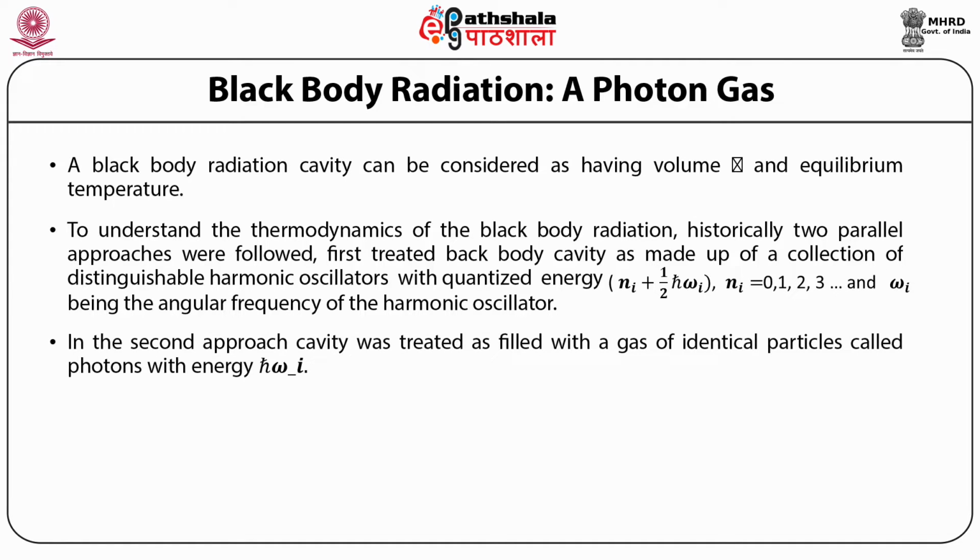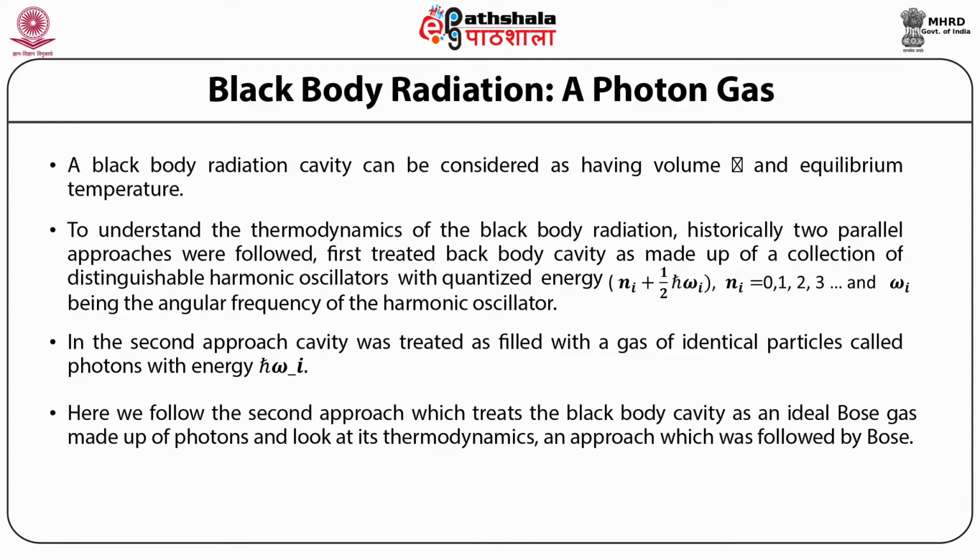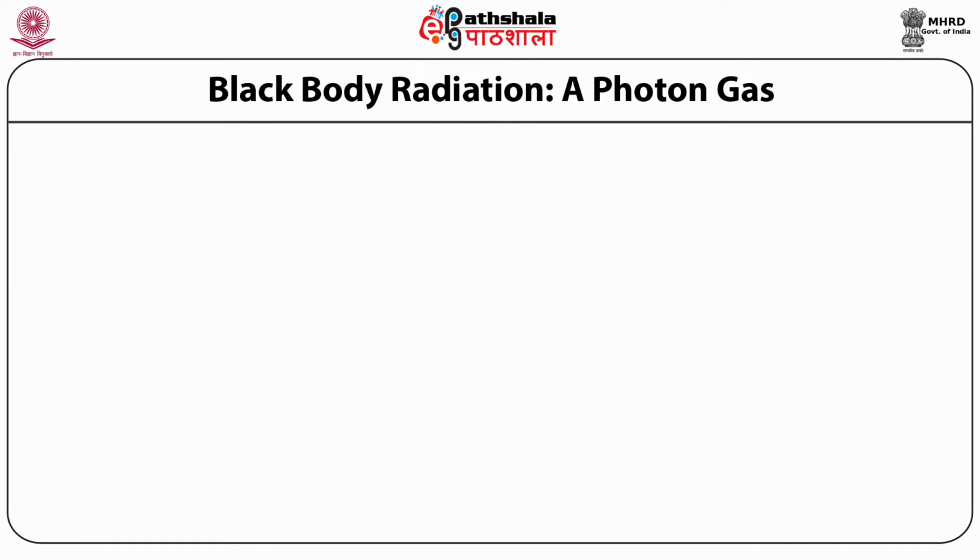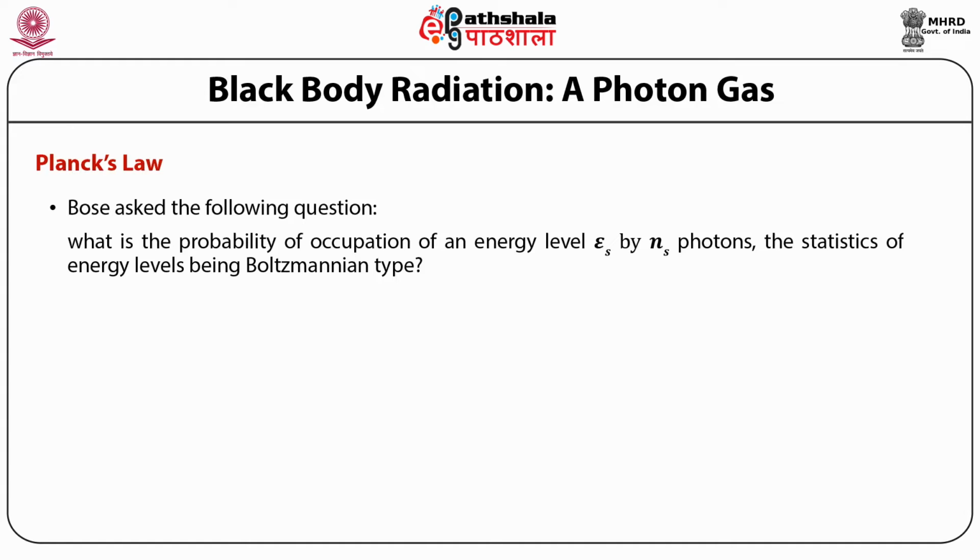In the second approach, the cavity was treated as filled with a gas of identical particles called photons with energy h bar omega i. Here we follow the second approach, which treats the blackbody cavity as an ideal Bose gas made up of photons and look at its thermodynamics, an approach which was followed by Bose. So let's see whether we can derive Planck's law with this approach. In fact, Bose asked the following question: what is the probability of occupation of an energy level epsilon s by ns photons, the statistics of energy levels being Boltzmannian type?